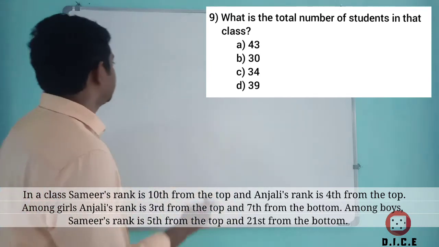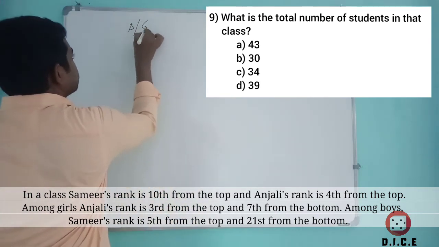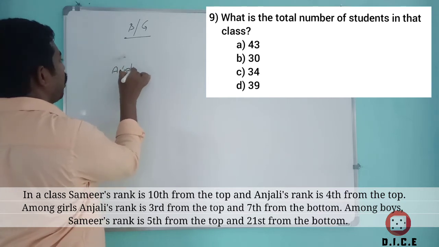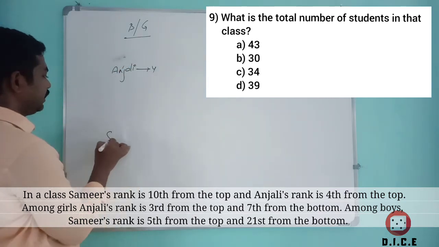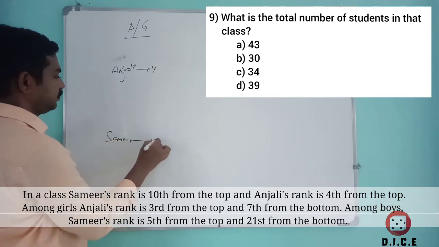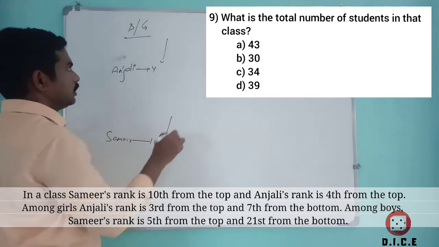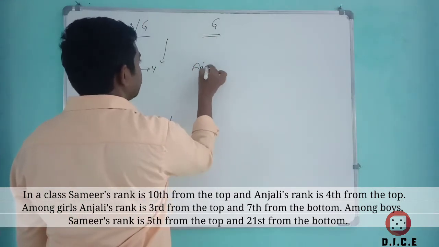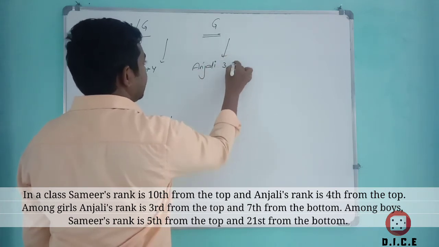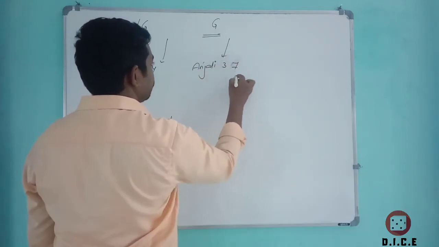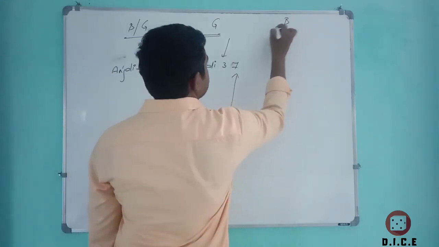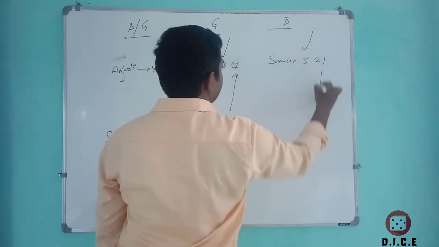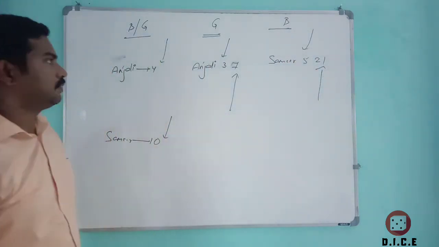So if you see here, in the case of boys and girls, Anjali's rank is 4th from the top, and Samir is 10th from the top. This is the data given among boys and girls. If you simply observe the case of girls, Anjali is 3rd from the top and 7th from the bottom. Among boys, Samir is 5th from top and 21st from the bottom. This is the data that's given.